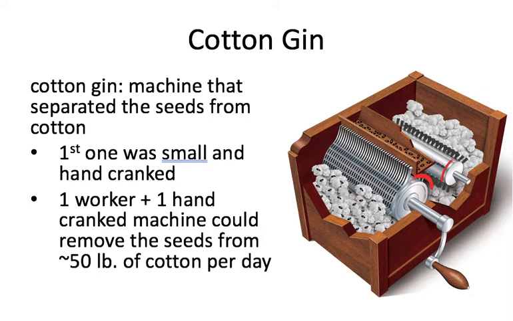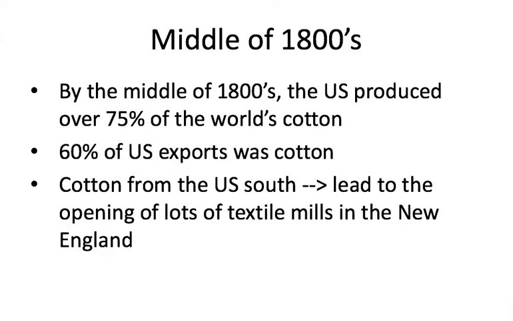This happened, the 1794 cotton gin, that happened here in the United States. And so by the middle of the 1800s, the US was actually producing about 75% of the whole world's cotton, because that machine made it so much less expensive to produce it here in the US and process it. At that point, in the middle of the 1800s, about 60% of all US exports was cotton, because we had such an advantage over every other country at that point.